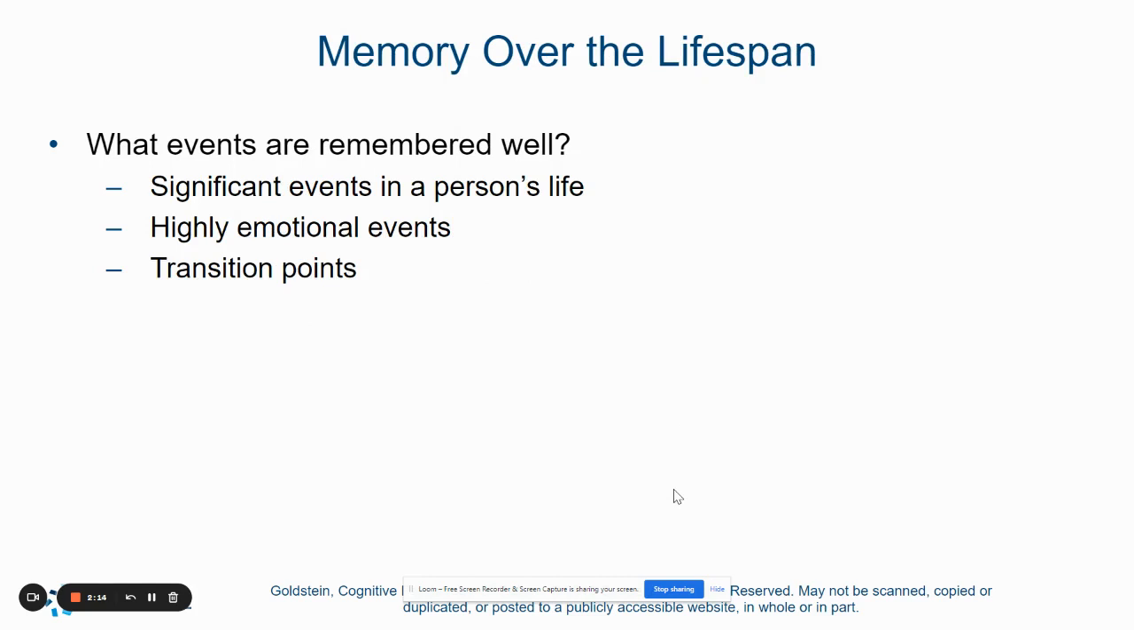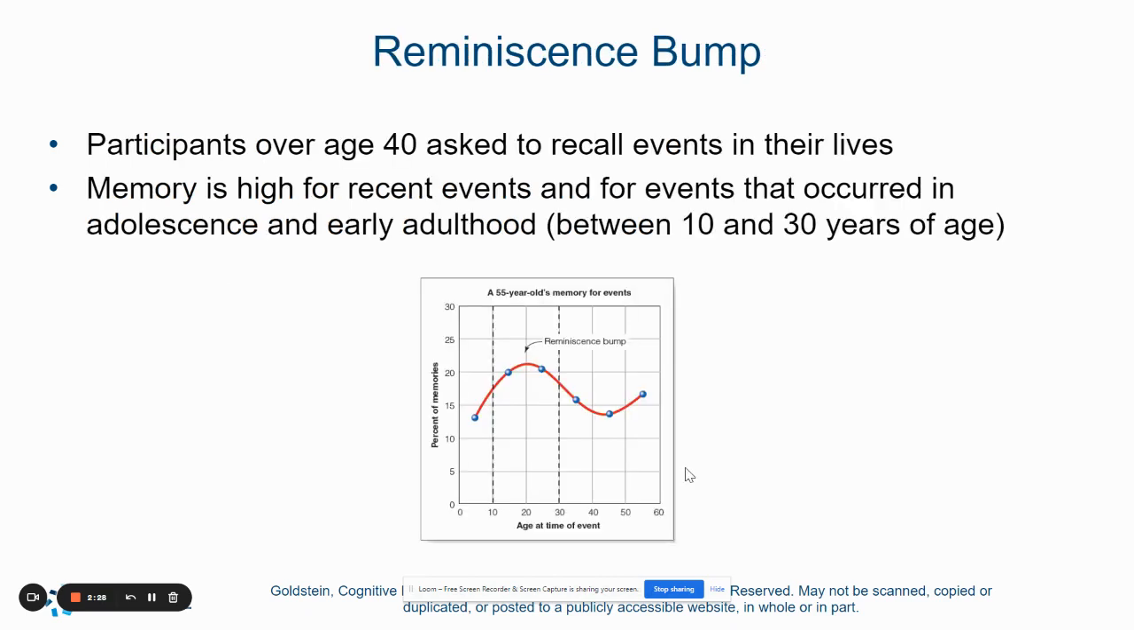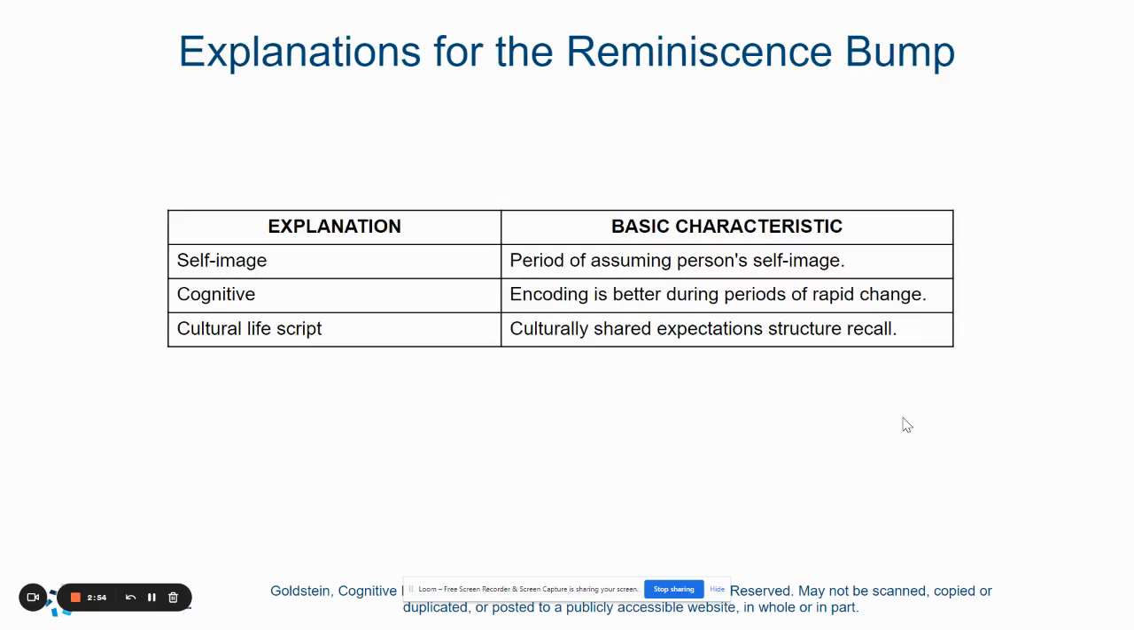Over the course of our lifespan, people remember things differently. We tend to remember significant events from our life. We also tend to remember highly emotional events, and we remember points of transition. When participants over the age of 40 were asked to recall events in their earlier life, their memory was high for recent events and for events that occurred during their adolescence and early adulthood between the ages of 10 and 30. And we call that the reminiscence bump, when people are able to remember that information that mostly occurred between 10 and 30 years of age.